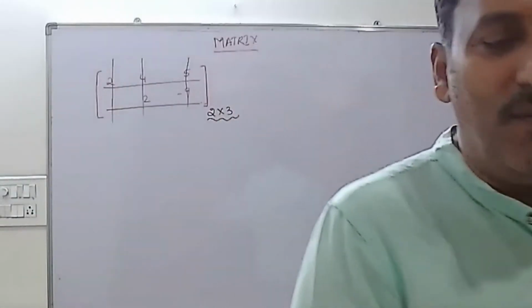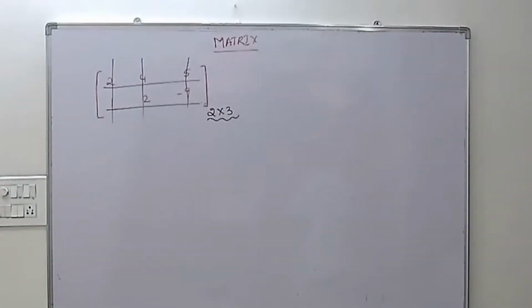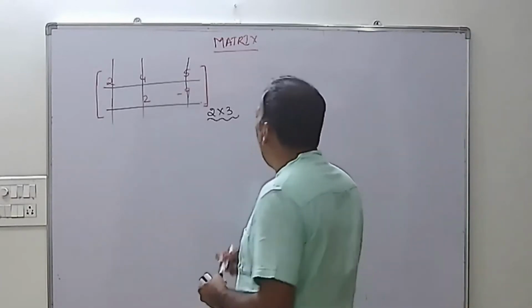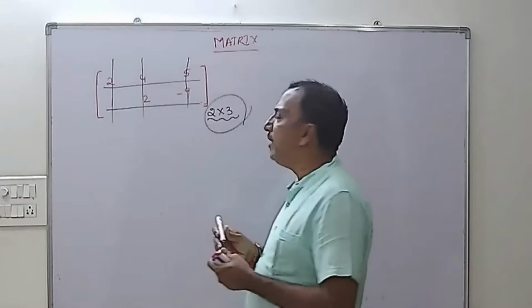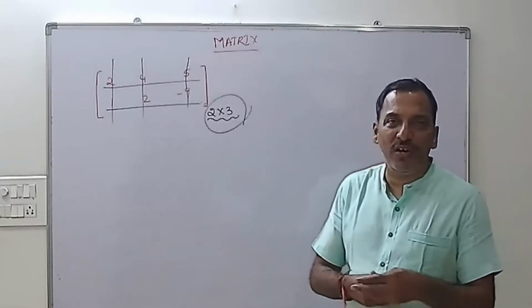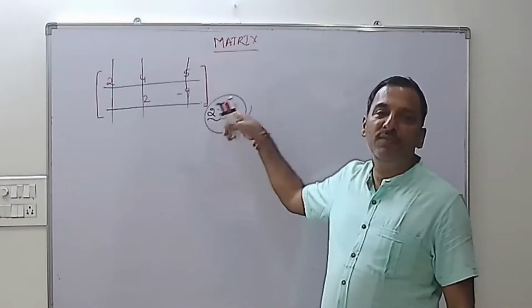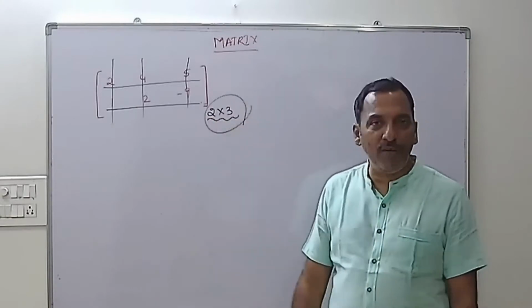What is the definition of a matrix? The arrangement of the elements in the horizontal and vertical lines. Horizontal lines are called rows and the vertical lines are called columns. And what is the definition of order? This is called the order of the matrix. The first number represents the number of rows, the second represents the number of columns.